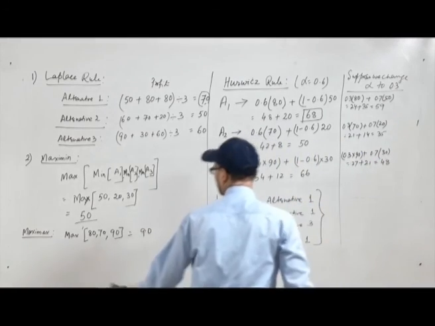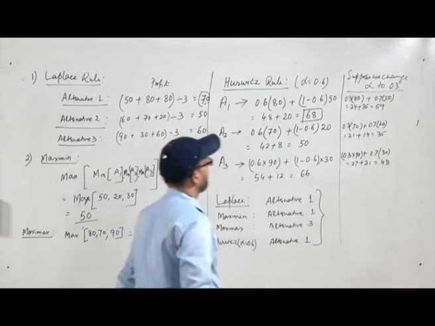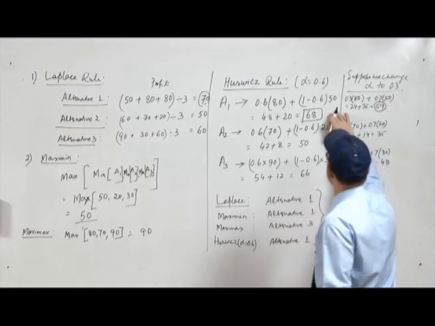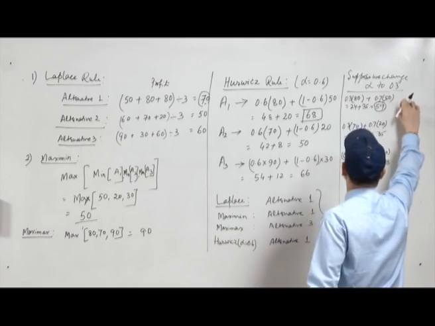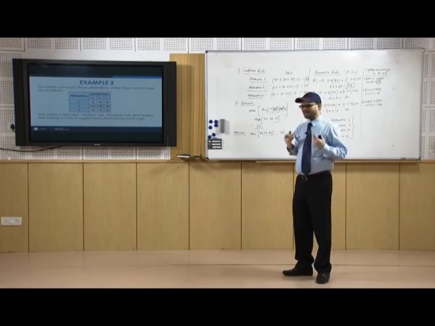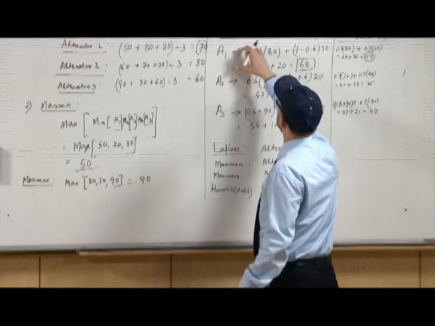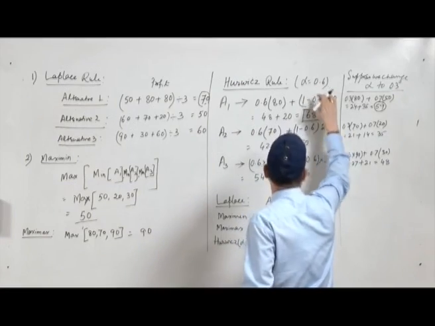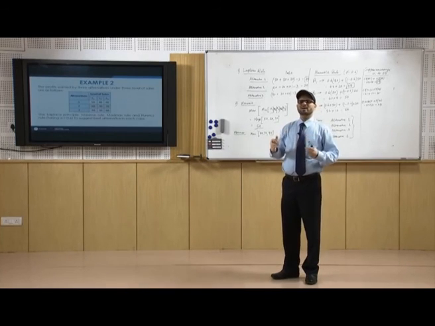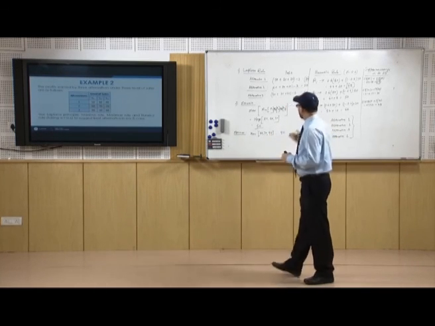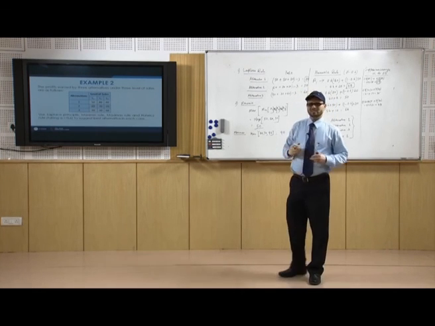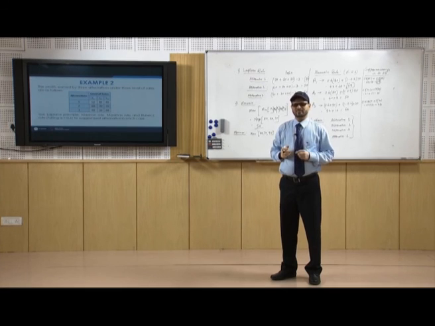Again, even using this parameter, we see that A1 is preferred. So, this way you can have different values of the degree of optimism, the alpha value, and based on that the alternative can be selected which should be the most preferred one, and you can use any of these methods to suggest the best alternative. Thank you.